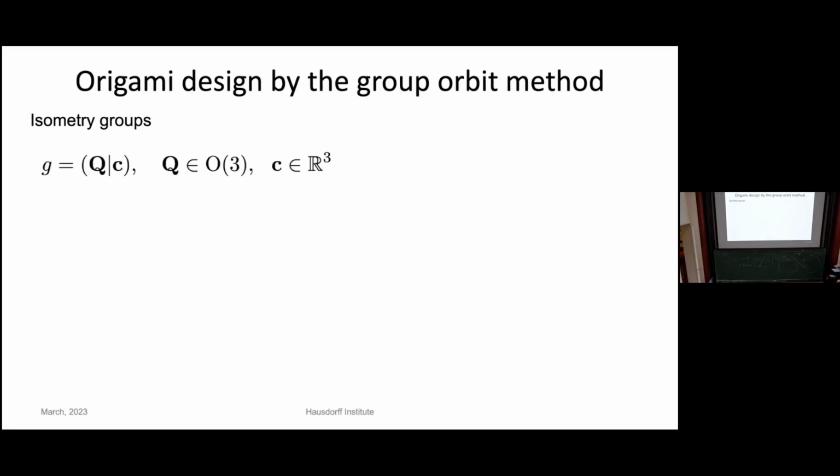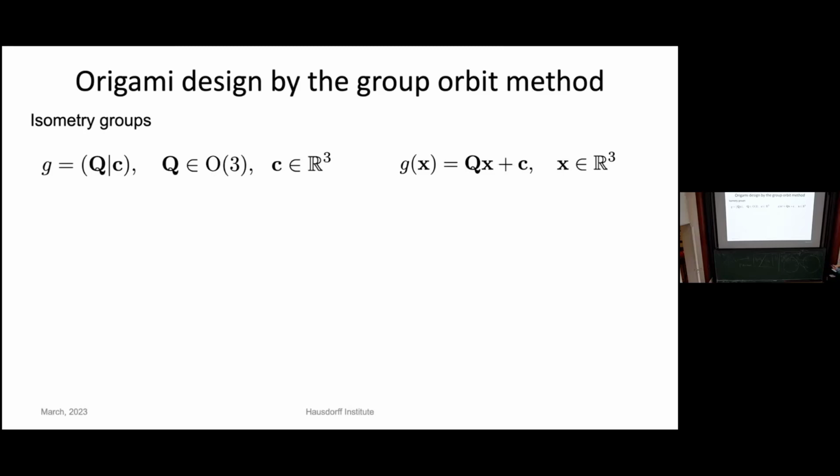So it's based on isometry groups. Those are the groups that come up in crystallography. The repository for those groups is the International Tables of Crystallography, and it consists of elements. Sometimes they're written this way. I'll use this notation: Q is an orthogonal matrix and C is a vector in R3. So I'll always be in R3.